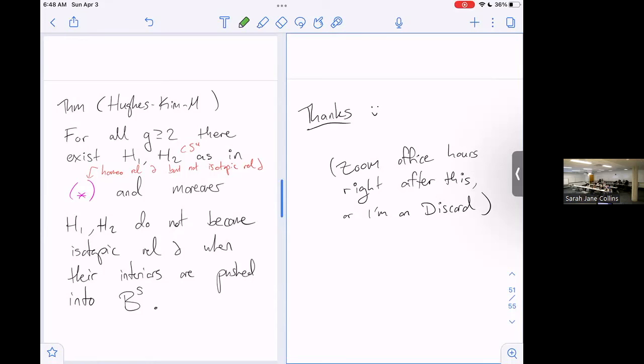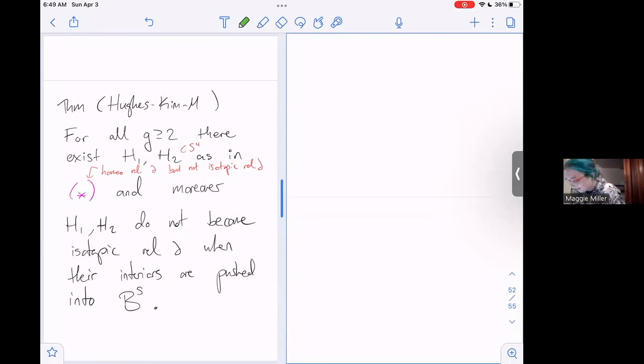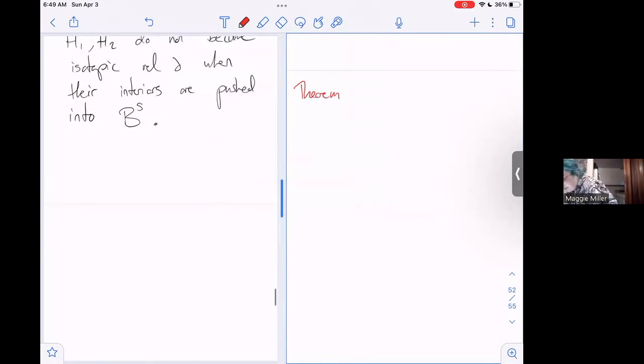Could you elaborate a little bit more on, you said something like there's a moral that genus 1 is just bad in dimension 4? Could you elaborate? Well, I guess what I'm really thinking of is this theorem, which I sort of even mentioned. There's two things that I'm thinking of.